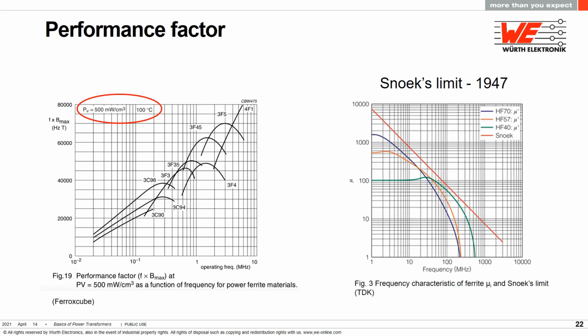Back in 1947, more than 70 years ago, Snoek postulated that due to gyromagnetic resonance, there was a limit to the permeability and the operating frequency of ferrite. It translates to the higher the operating frequency of ferrite, the lower will be the permeability. This is known as Snoek's limit, and so far it's held up. You'll find that all high-frequency ferrites have low permeability.